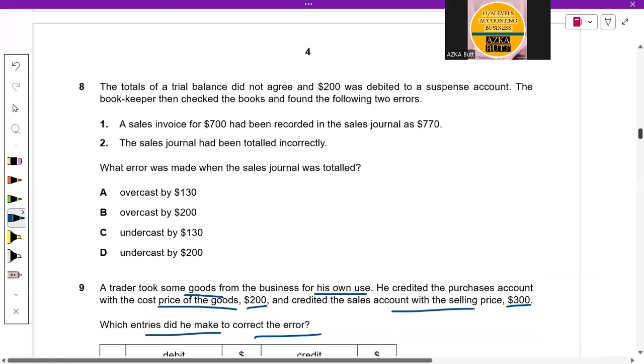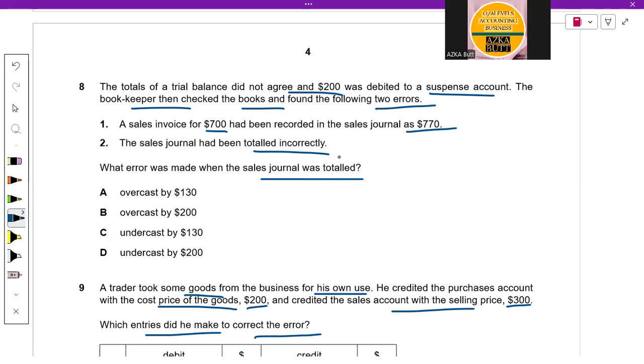Now let's see question number 8. The total of the trial balance did not agree and $200 was debited to the suspense account. The bookkeeper then checked the books and found the following two errors. Sales invoice 700 had been recorded in the sales journal as 770, and the sales journal had been totaled incorrectly. What error was made when the sales journal was totaled? Error one, in which a sales invoice for 700 was recorded as 770, meant the sales journal was overstated by $70.